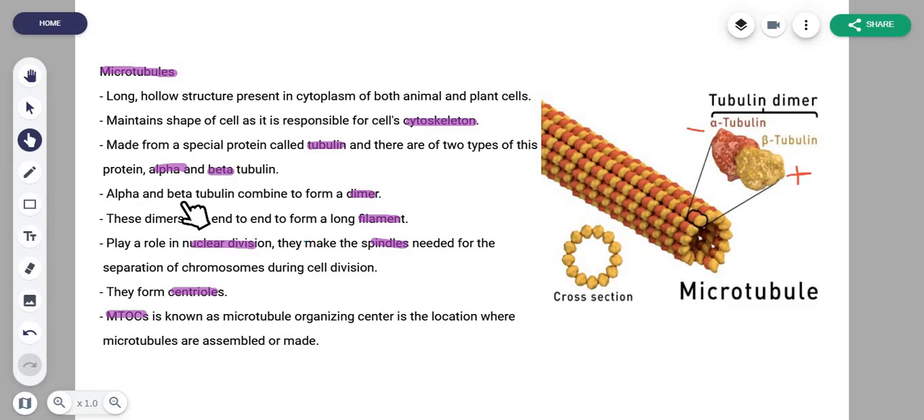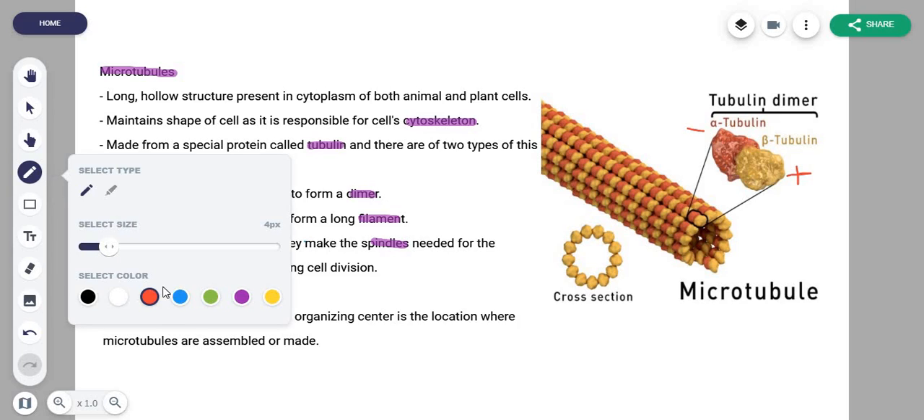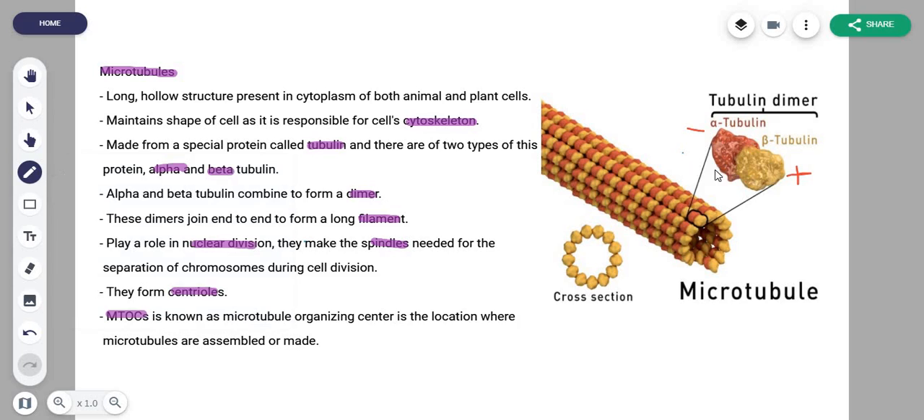So alpha and beta tubulin combine to form a dimer. What do you mean by a dimer? The word dimer basically means when two particles combine together. And in this case, alpha tubulin and beta tubulin combine together to form a dimer. And this here is a dimer that you can see right here. Yeah, this here is called a dimer.